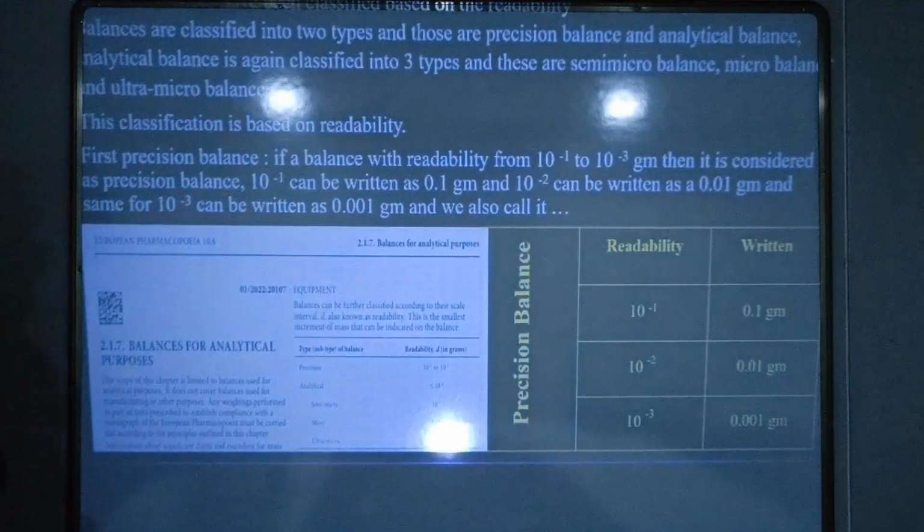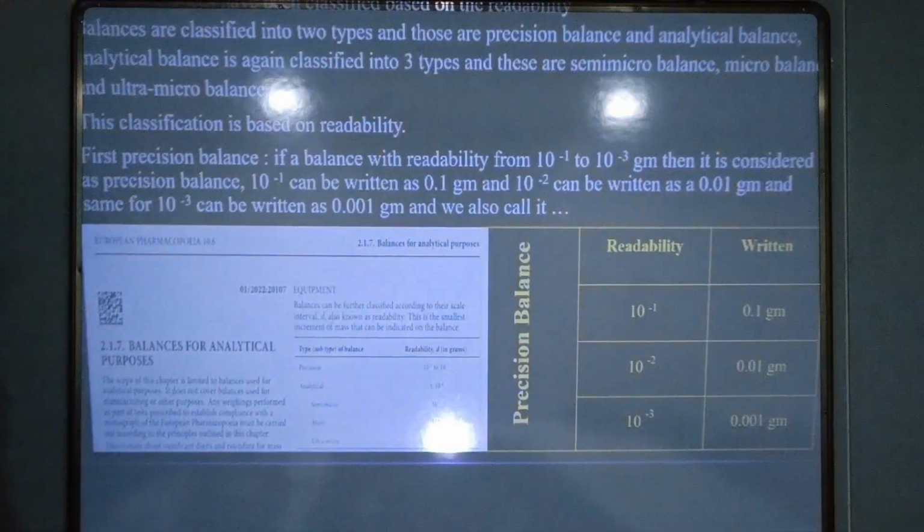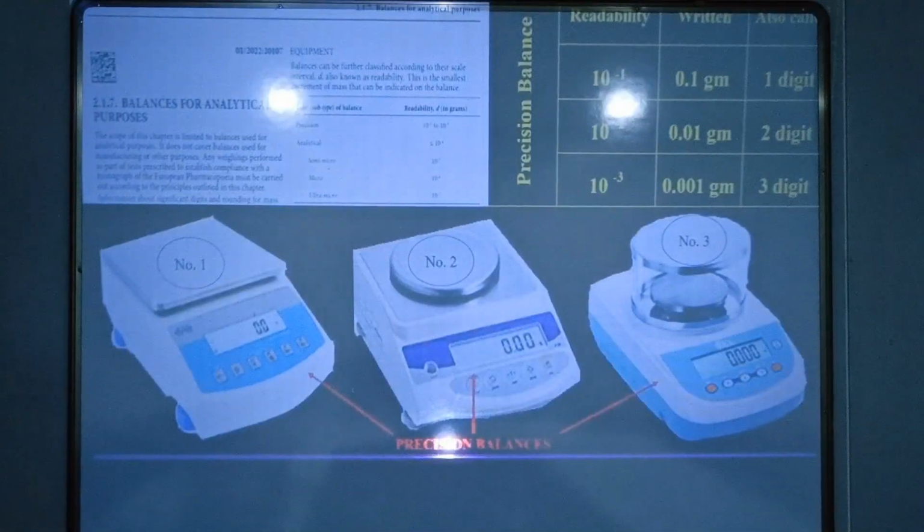So first, precision balance. A balance with readability from 10 raised to power minus 1 to 10 raised to power minus 3 is considered a precision balance. Here 10 raised to power minus 1 can be written 0.1 gram, 10 raised to power minus 2 can be written 0.01 gram and 10 raised to power minus 3 can be written 0.001 gram.